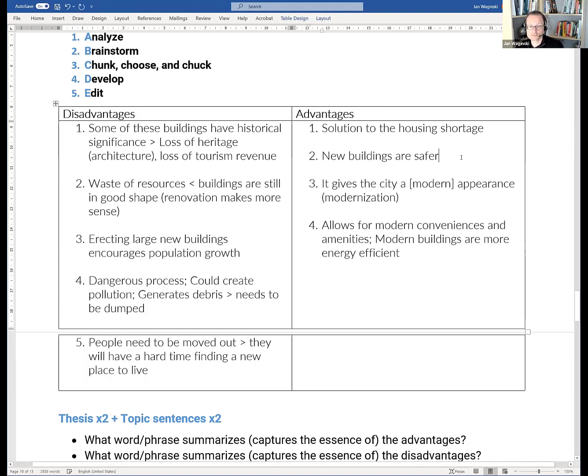Okay. We've got more than enough. There's no way you can write about all of this stuff because you're writing two paragraphs. Each of them is about that big. The second body paragraph is going to be a little bit longer.